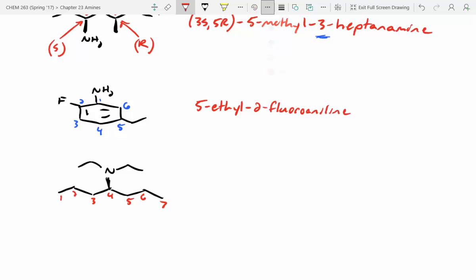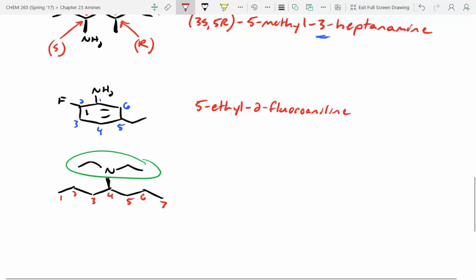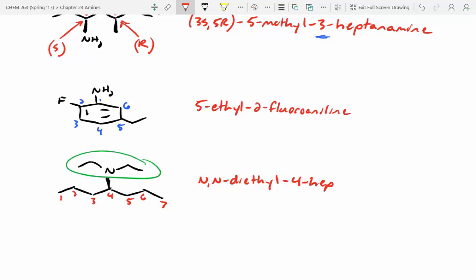Now the question is, how do we name this group? N,N-diethyl. Okay, so let's plug that all together. It'd be N,N-diethyl-4-heptanamine. Just like with amides, you have to indicate when you've got substituents coming off the nitrogen, but you always want those substituents to be the shortest possible, because you don't want them to be the longest carbon chain.